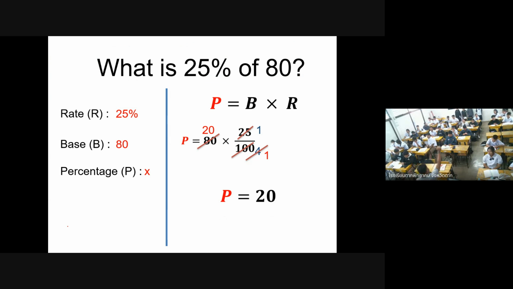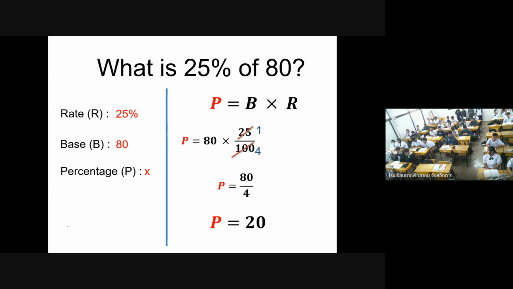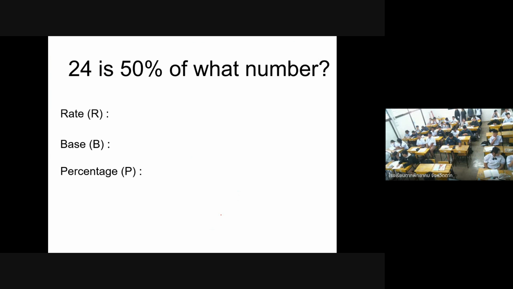Understand? Okay, one more. But again, you can actually solve it like this: 80 times 1 over 4. You can multiply 80 times 1, that is 80 over 4, that will become 20. It's up to you whether you want to simplify the number first before you multiply, or multiply before you simplify. Next.